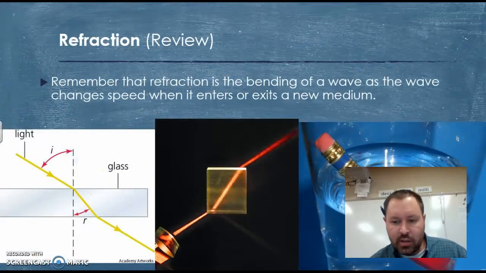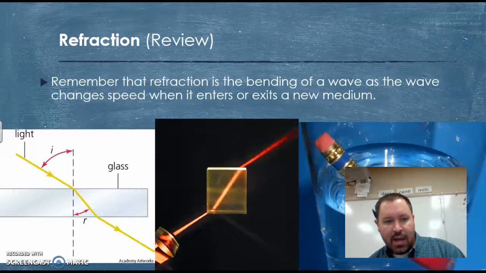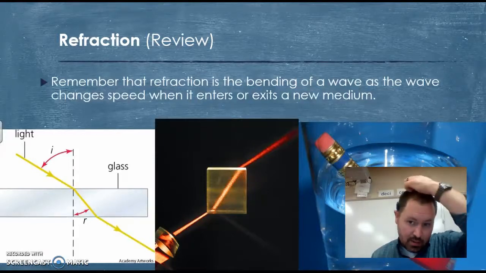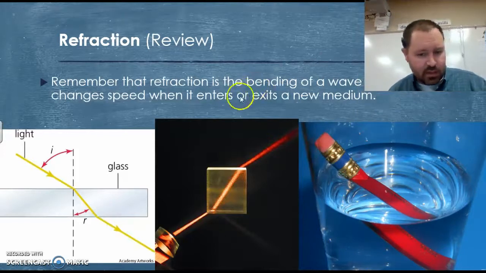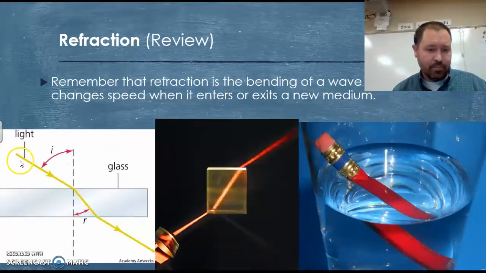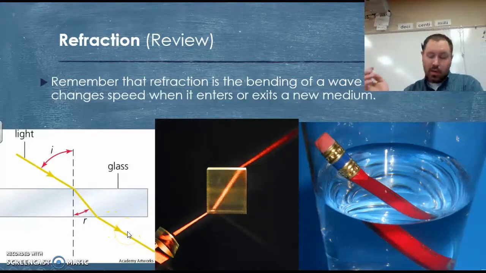Let's talk about refraction. Hopefully refraction isn't too terribly new to you. We already talked about it when we talked about waves, but it says, remember that refraction is the bending of a wave as the wave changes speed when it enters or exits a new medium. So the thing is, different substances have different indices of refraction. If you look over here on the left, we can see light is traveling at one speed, it hits the glass and slows down. And then after it slows down, it comes out of the glass again and speeds up at its regular speed again.